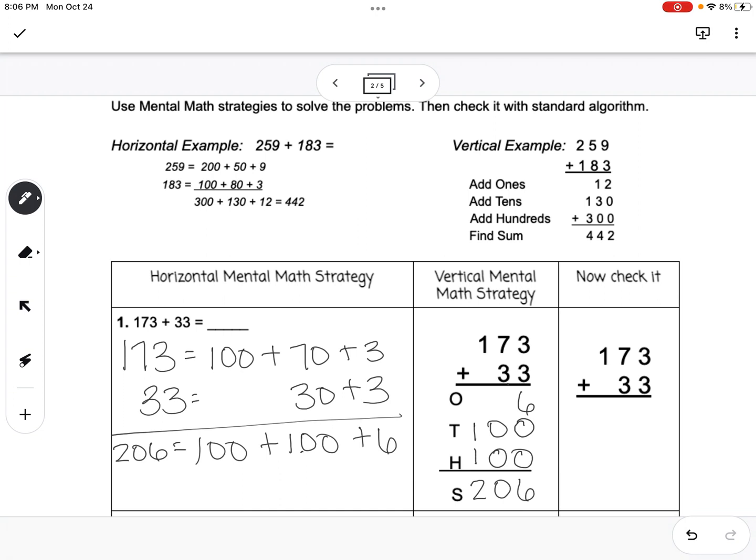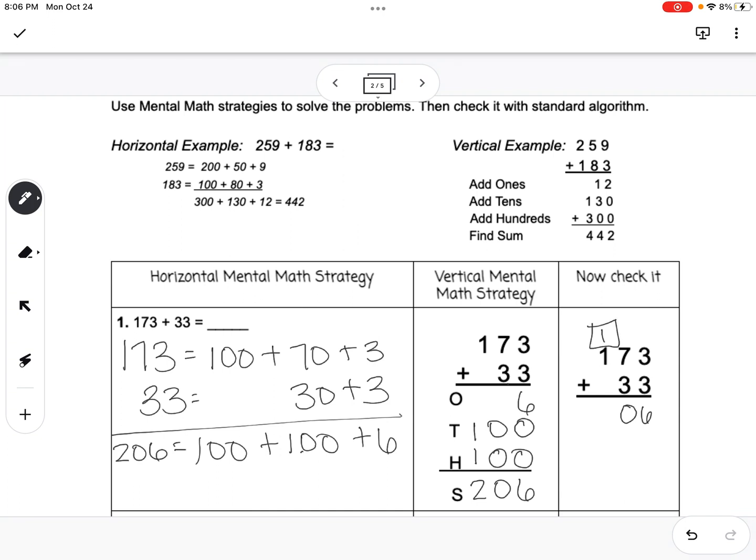Right now, we're going to use our standard algorithm, or sometimes referred to as that old-fashioned method. So we're going to add our ones. If we need to regroup and carry, we'll do that. We'll add our tens. If we need to regroup and carry, we'll do that. And then add our hundreds to find the total sum. So 3 plus 3 equals 6. 7 plus 3 equals 10, so we're going to drop that 0 and carry that 1.